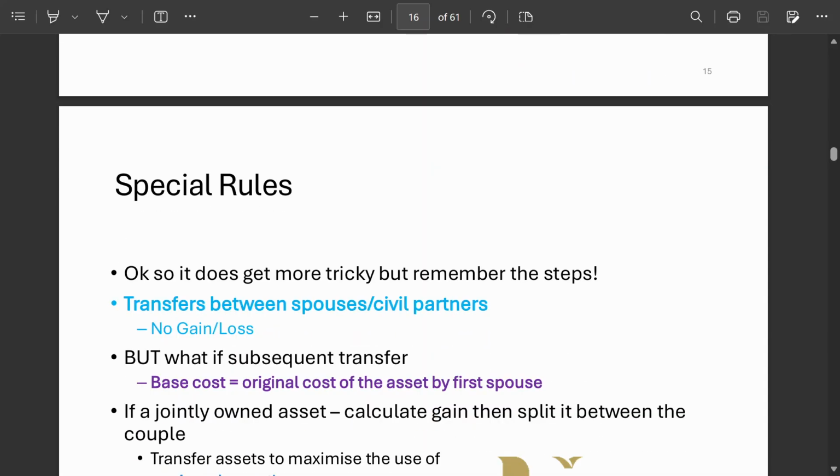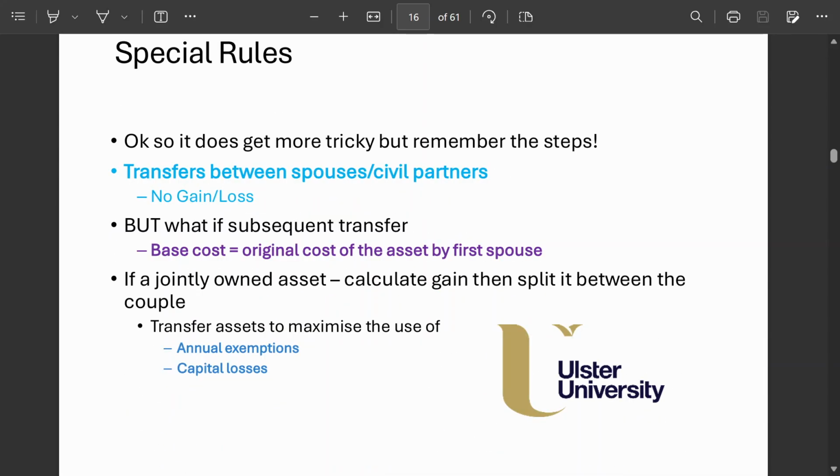Now here, transfers between spouses. We already mentioned this: if there's a transfer between spouses and civil partners. In the UK they have the idea of civil partnership, which is basically where you get most of the same tax treatment as married couples. So if that is the case, then we treat it as no gain or loss.